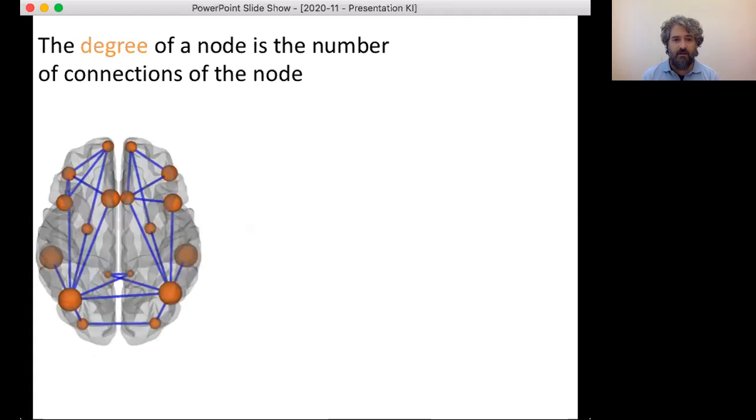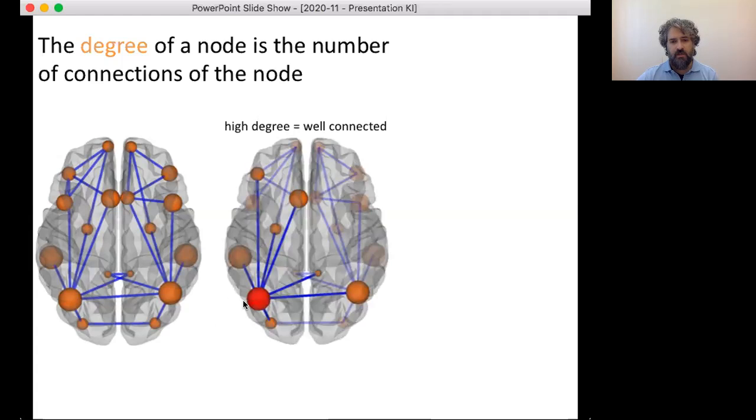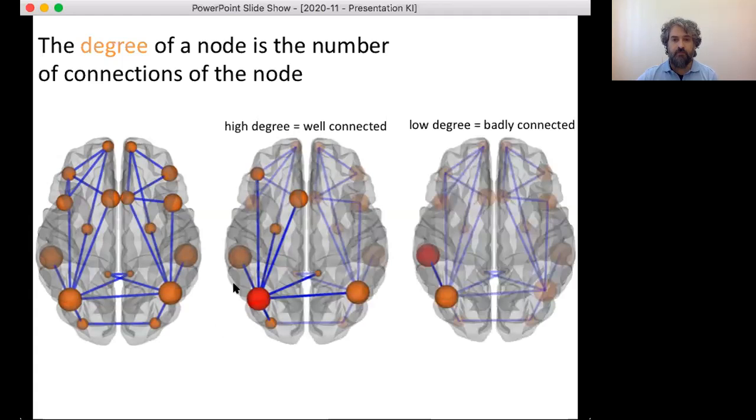Well, the first thing you can think of, given a brain graph, is to calculate the degree of each region. What is the degree? It's nothing else than the number of regions with which this region is connected. For example, this region here will have a very high degree. Why? Because it's connected with a lot of regions. This region here will have a low degree because it's connected only to one region. And of course, once you have the degree for each region, you might calculate the average degree over the whole network. This is a measure for the whole brain.